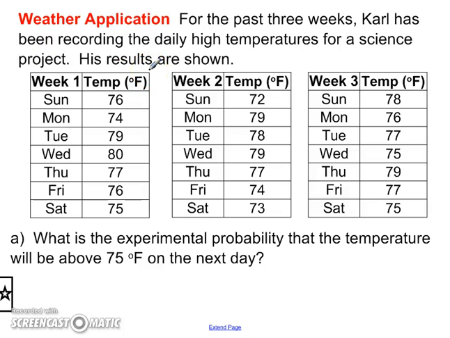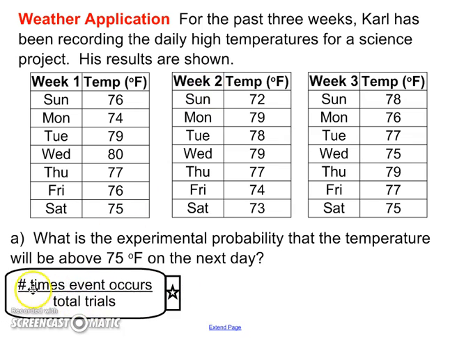Weather application. For the past 3 weeks, Carl has been recording the daily high temperatures for a science project. Here are his results: week 1, week 2, and week 3 in the tables below. What is the experimental probability that the temperature will be above 75 degrees on the next day? And so remember, again, probability is the times the event occurs over the total number of trials. So I'm going to go through here and highlight, first of all, everything that is above 75 degrees. So this will work, good, good, good. No, not marking 75. Again, we are going above 75 in this case. So equal to does not work in this particular calculation.